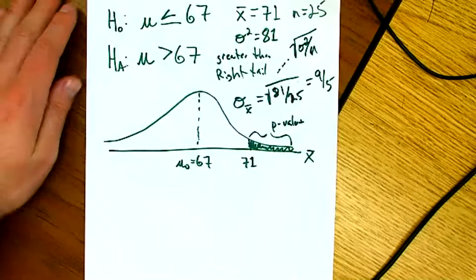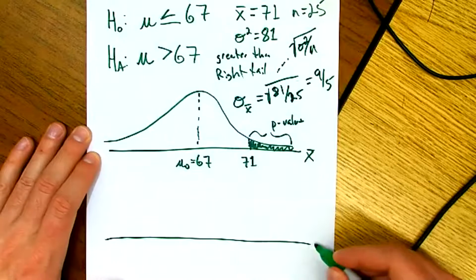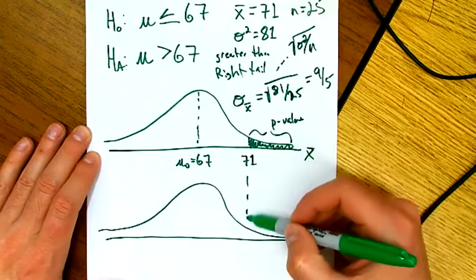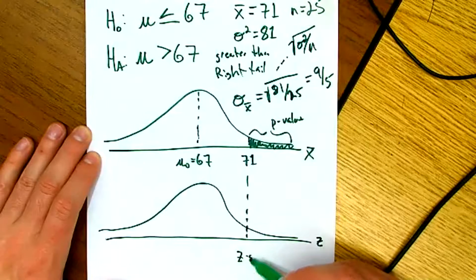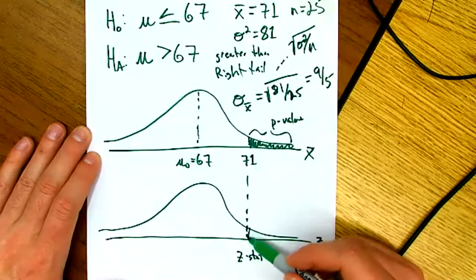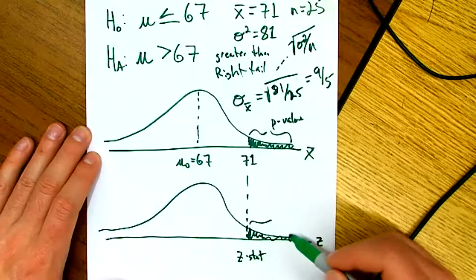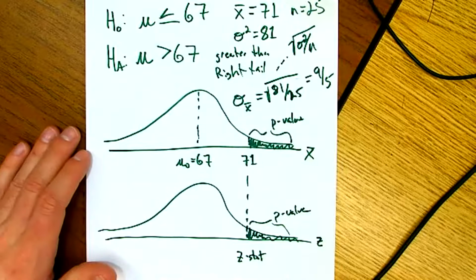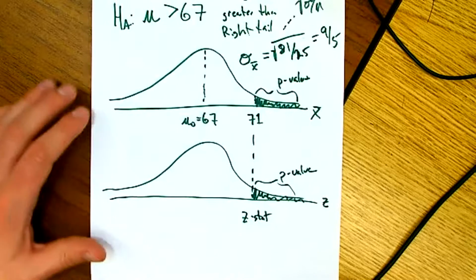Okay. So the next step, I need to turn that sample mean I found of 71 into a test statistic. And now with a right-tailed test, kind of find the area to the right. Okay? So I go ahead, what's my test statistic equation?